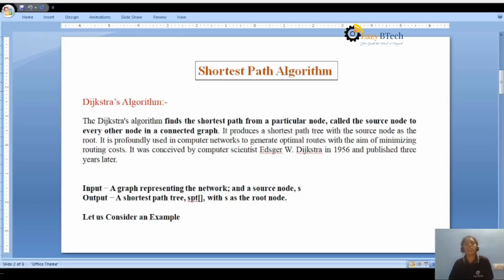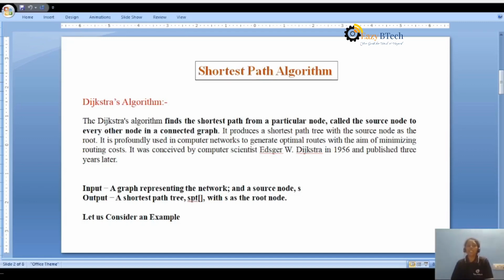So Dijkstra's algorithm finds the shortest path from a particular node, called the source node, to every other node in a connected graph, meaning connected to the network. In one or different types of networks, we are passing our data from source to destination. We have to find the shortest paths through the interlinked nodes in between, and choose one best route to send our data from source to destination, right?